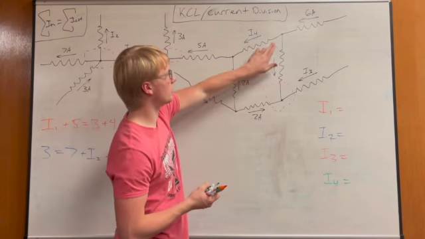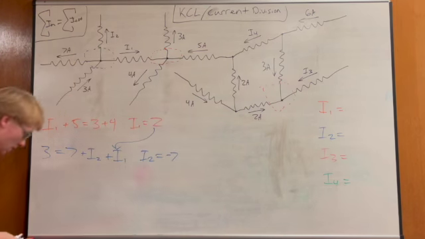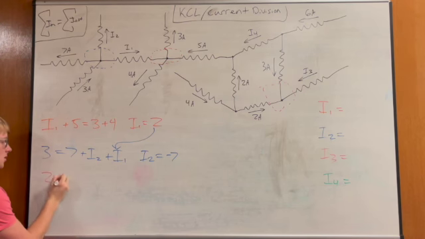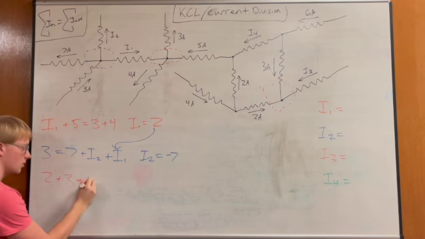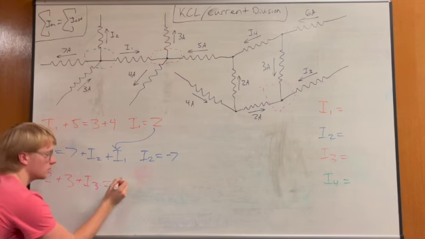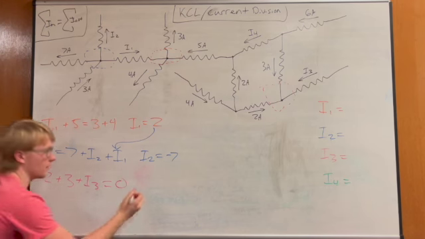And the fourth one I'm going to do is this one because we can identify I4 with it. So for I3, the currents going in are 2, 3, and I3. And the currents going out is nothing. So I3 is negative 5.